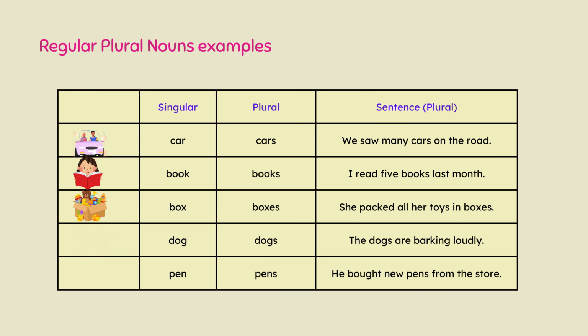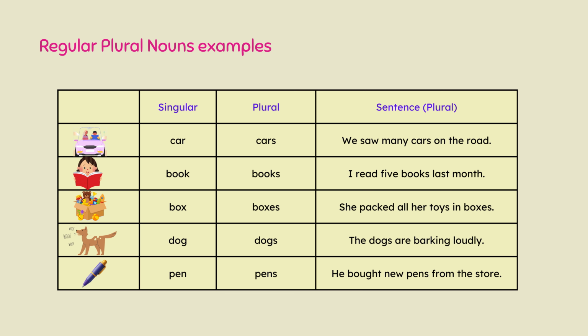Let's look at some examples of regular plural nouns in sentences. We saw many cars on the road. Here, cars is the plural form of the word car. We simply added s. I read 5 books last month. In this sentence, books is the plural of book made by adding s. She packed all her toys in boxes. The word boxes is the plural of box. Since box ends in x, we add es to form the plural.